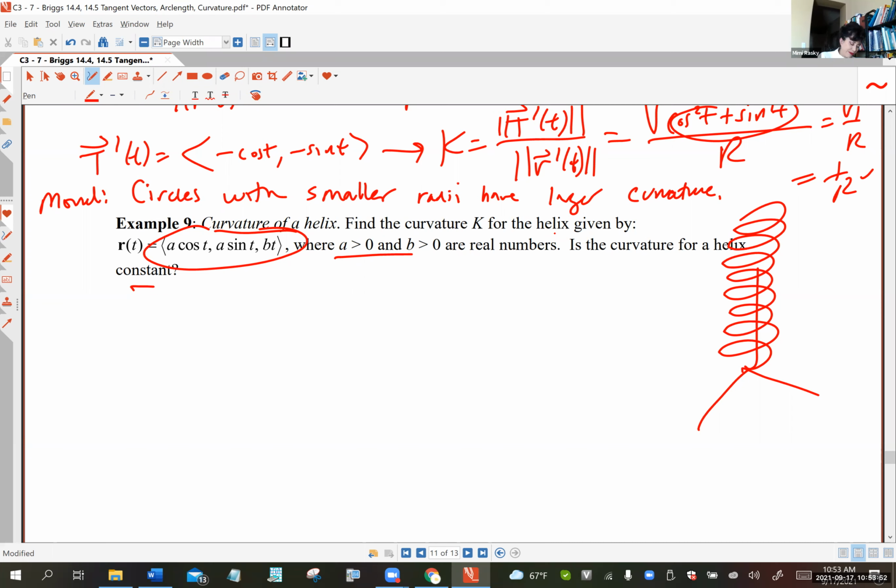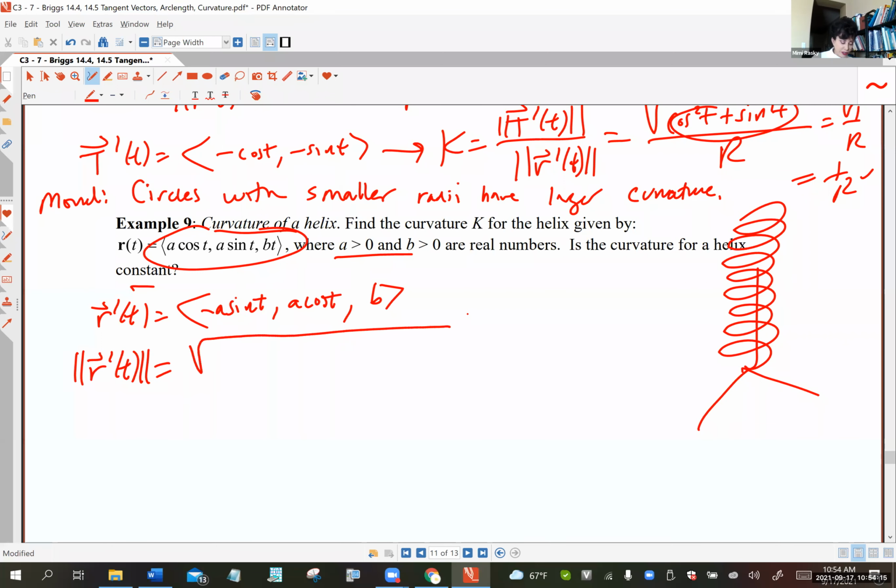Go get r prime. It's going to follow the typical strategy here. So when I take the derivative of this vector valued function, I get negative a sine t, a cos t, and the derivative of bt is b. Fine. Go get the speed. That's the magnitude of velocity. I got the square root of the sum of the squares of the components. I'm just going to write them as squared already.